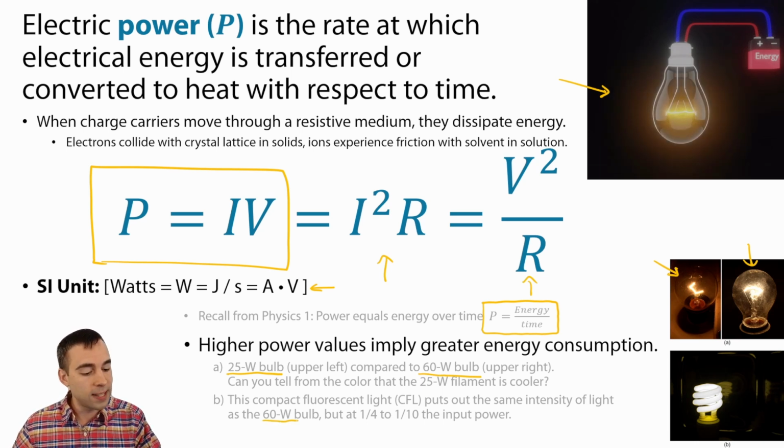In a similar sense, the compact fluorescent light, which is also rated at 60 watts, gives off the same brightness, but consumes much less power.